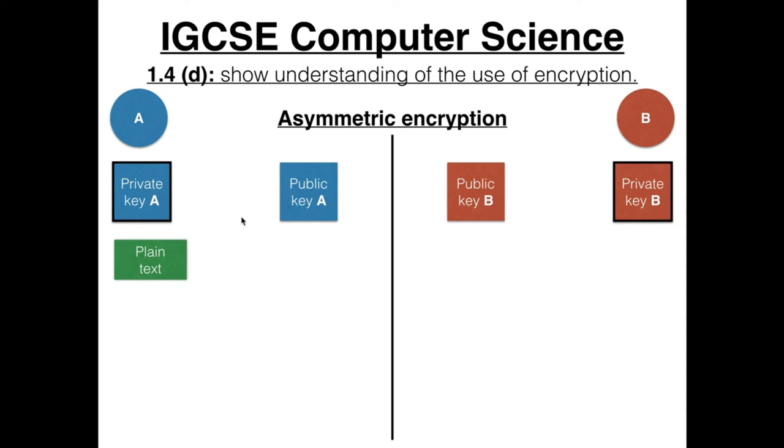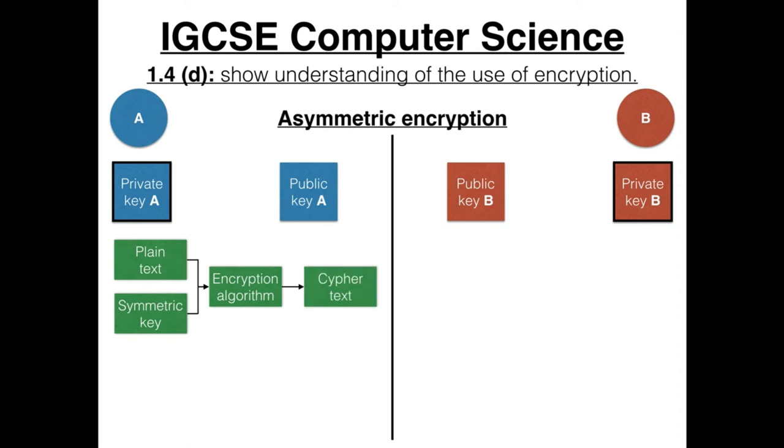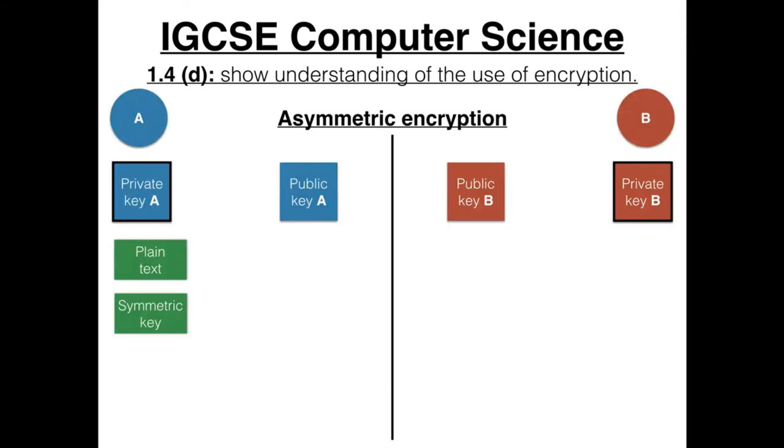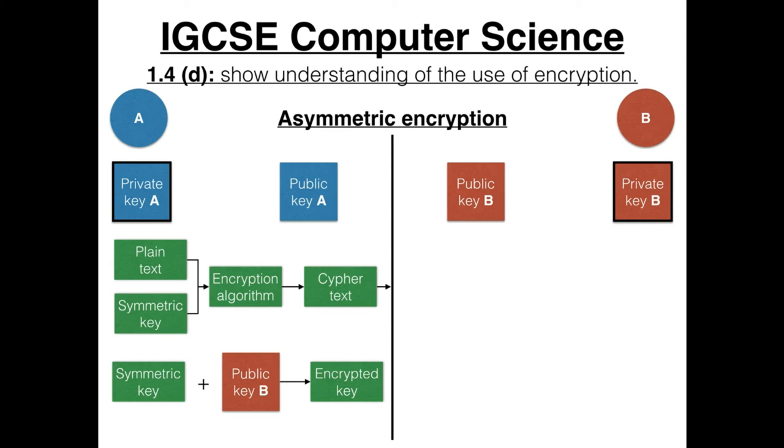A wants to send a text message to B. So there's a plain text and a symmetric key. It goes through an encryption algorithm and so on, and ciphertext is produced. Then the ciphertext gets sent, but also the symmetric key gets encrypted by using public key B. I just wanted to make it clear that the symmetric key is encrypted by the key known to both A and B to produce the encrypted key. Let me just go back here, sorry about that. It's the encrypted key, which is sent to B. So ciphertext and encrypted key are sent to B.